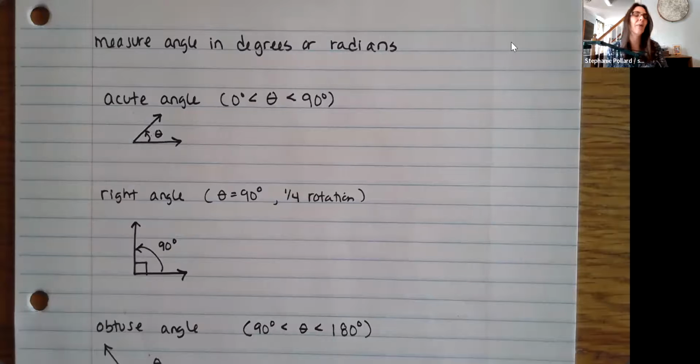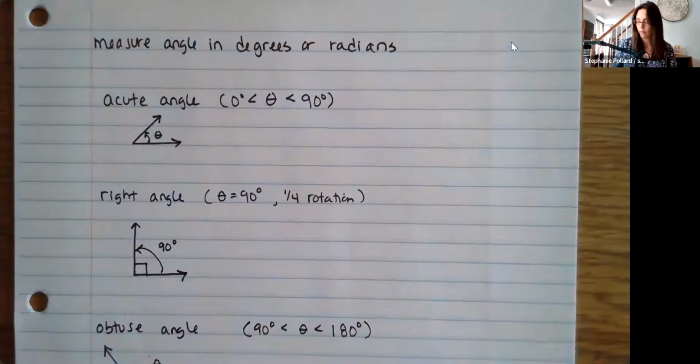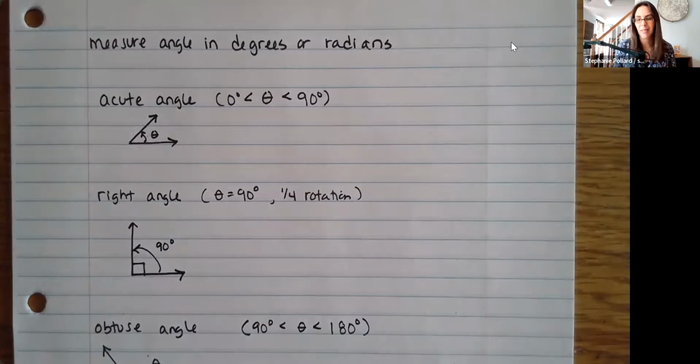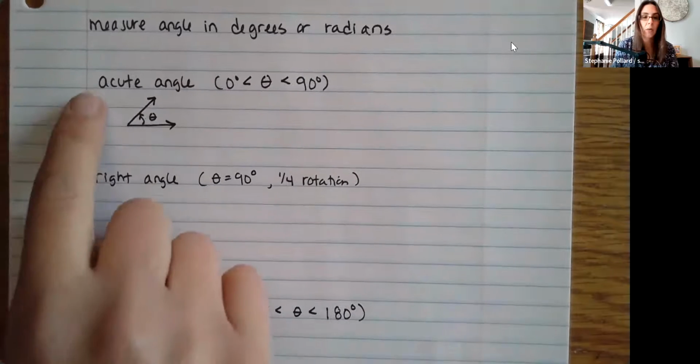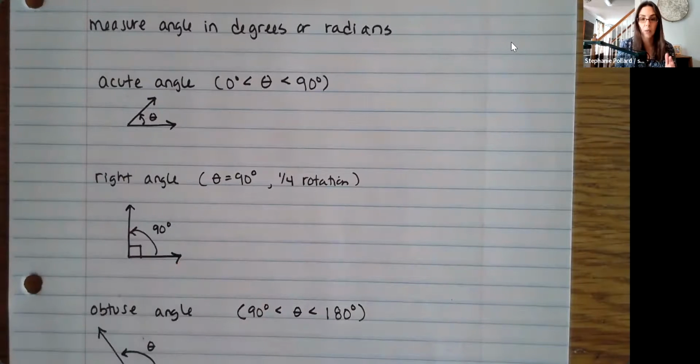As I was saying, we can measure angles in either degrees or radians. They're different kinds of units. What I did was pause the video and draw out 4 of the main types of angles that we tend to see. The first type is called an acute angle, and that's an angle that is between 0 and 90 degrees.